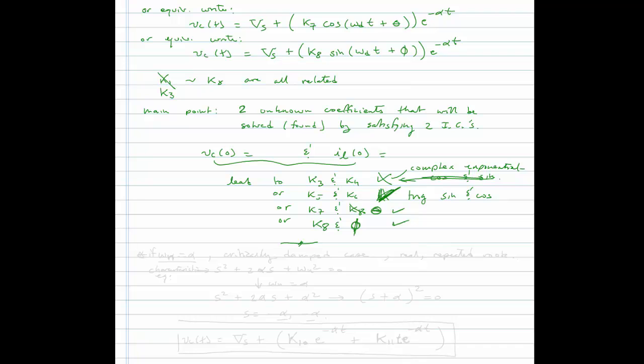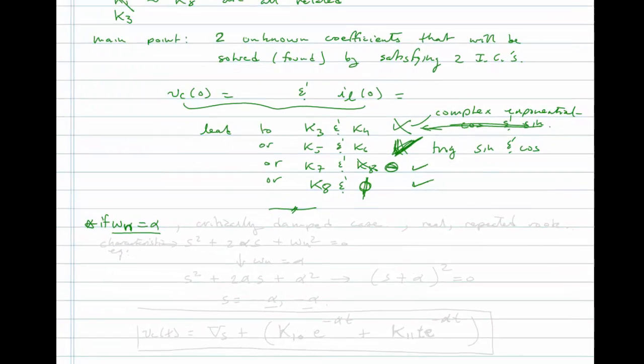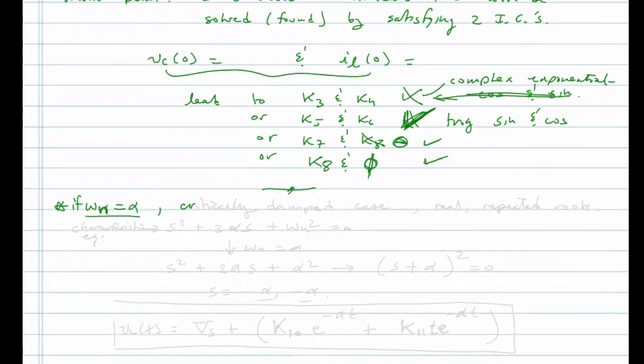All right, lastly, we will look at, we haven't looked at this yet, the case where omega n is equal to alpha. This is the critically damped case.